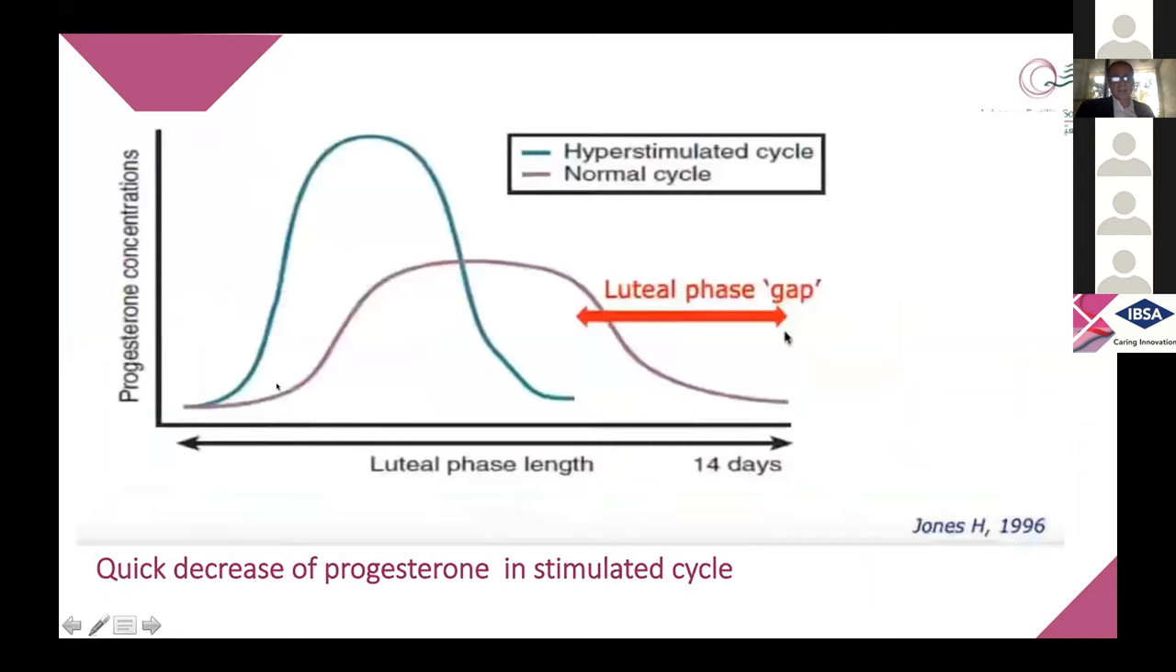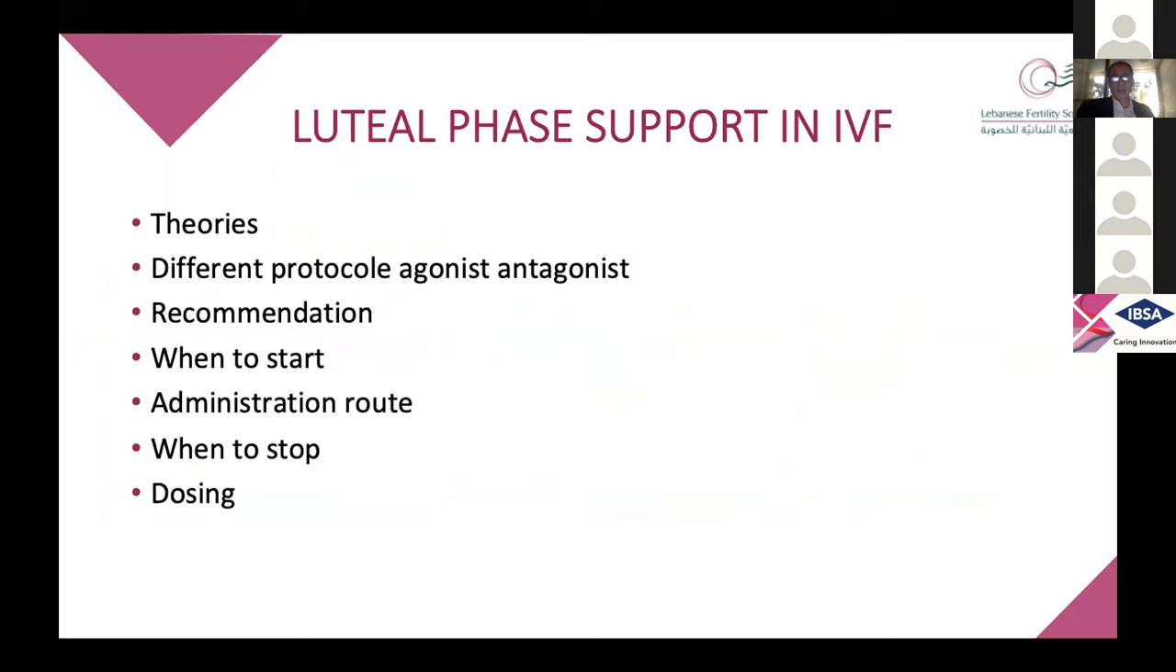And if we look at the study of Jones in 1996, when you have a natural cycle, and Ziad showed it in his slides, the progesterone will increase in a normal cycle. It will decrease very late. When you have a hyperstimulated cycle, your progesterone will go higher and then will go quickly back. So this is the problem of the lack of progesterone during the luteal phase after stimulation.